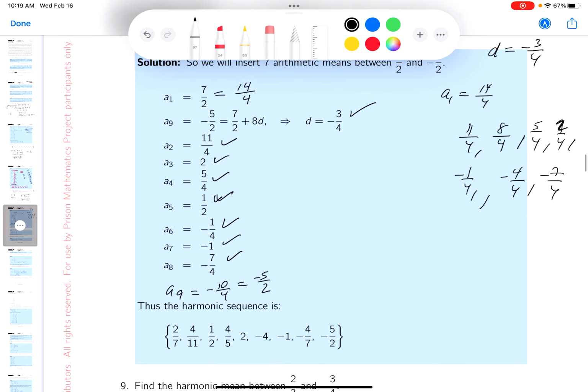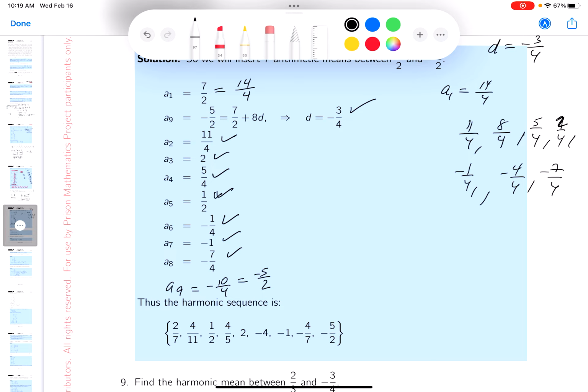What am I going to do now? I am going to write down the reciprocals one at a time. What's the reciprocal of this? 2 sevenths. What's the reciprocal of this? Minus 2/5. Whoops. Did I make a mistake there? Minus 7 quarters, minus 3 quarters, minus 10 quarters, minus 5/2.